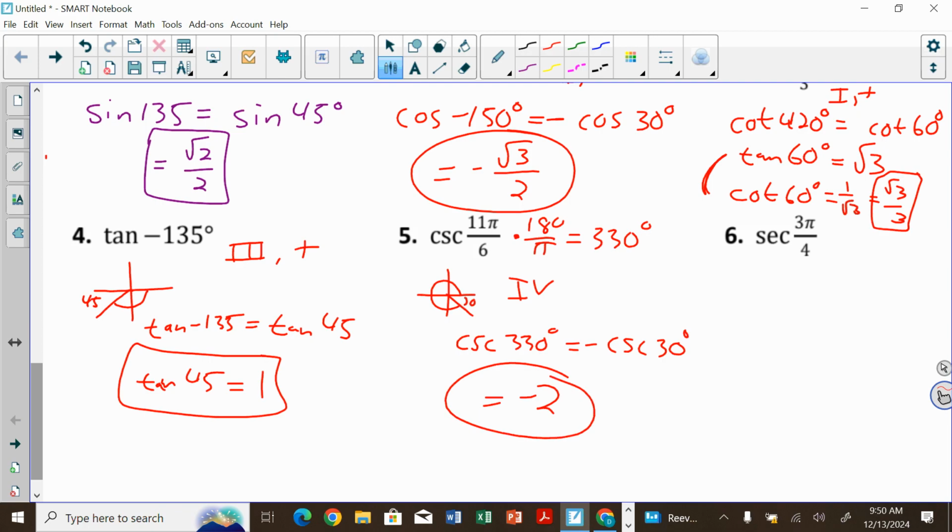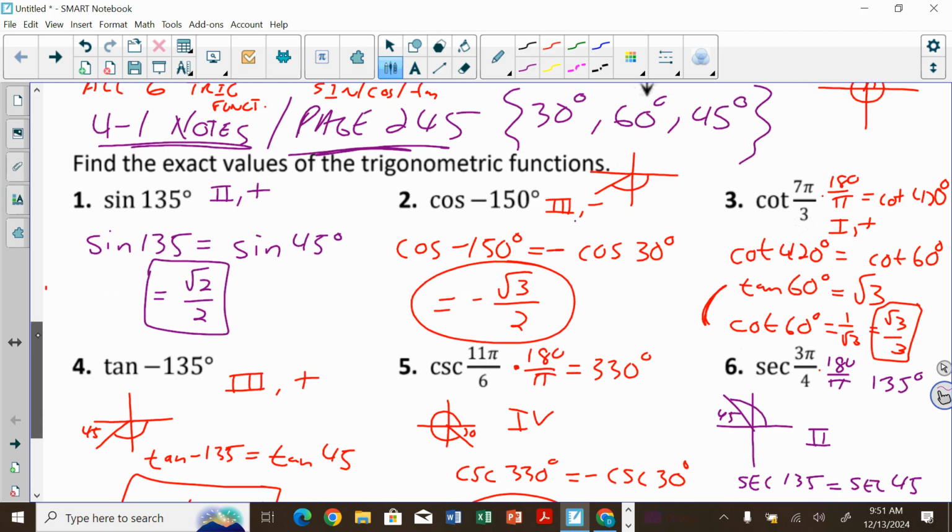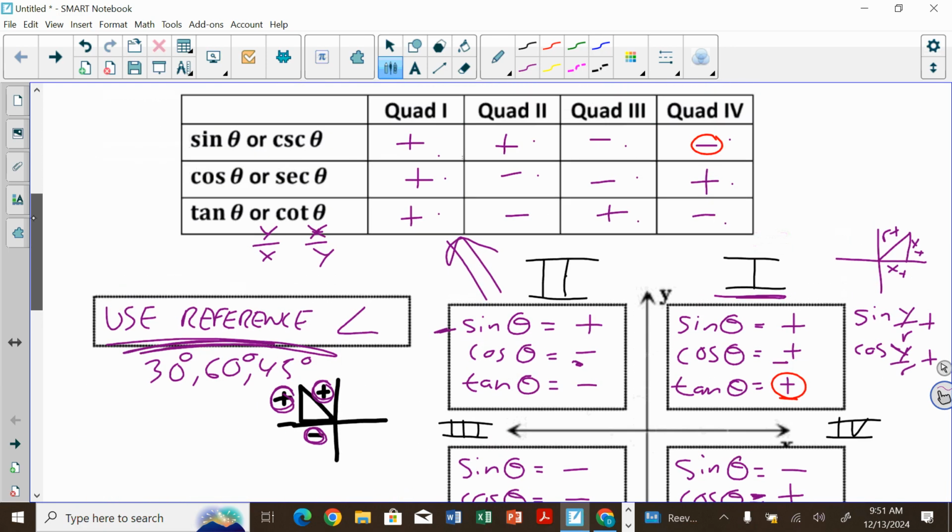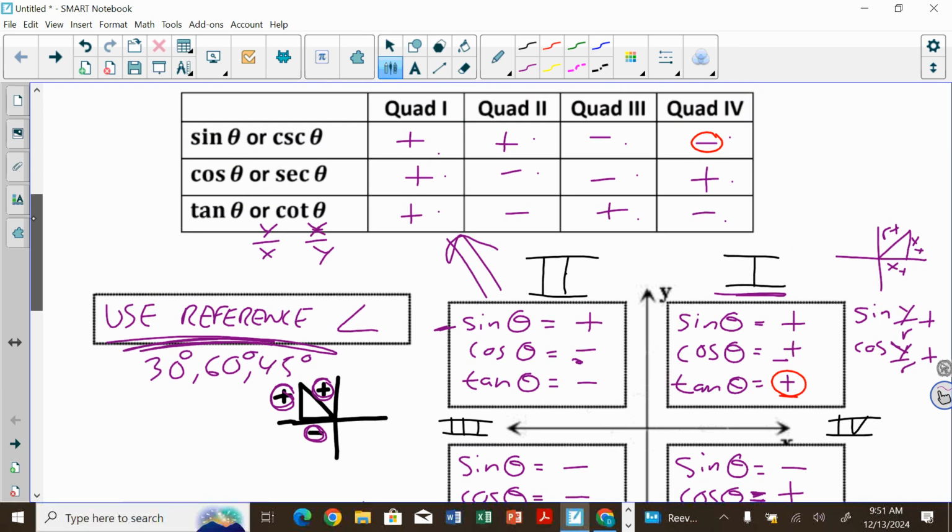Okay, and the last one, secant of 3 pi over 4. So again, multiplying by 180 over pi gives me 135 degrees. If I just draw that really quick, 135 is going to take me over here to quadrant 2. It'd be a 45-degree reference angle. So I'm in quadrant 2, and I'm dealing with secant. Secant of 135 is the same as secant of 45 in magnitude, but we're in quadrant 2, and secant in quadrant 2 is positive.